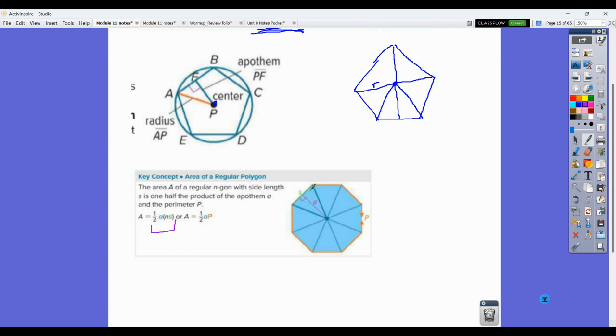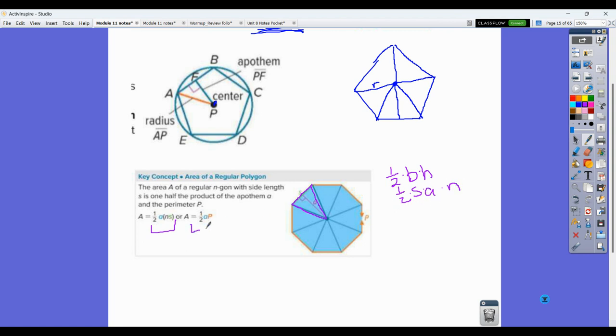Okay, so if I look at this and I think about this as a bunch of triangles here, this triangle right here is 1/2 times base times height. Well, the base of that triangle is the s that's here, the side length. And the height of that triangle then is the a, the apothem. Okay, so that's 1/2 times s times a. And then in this case, since there's 8 of those triangles, you would multiply by 8, and 8 represents the number of sides. So 1/2 times a times n times s, 1/2 times s times a times n, whatever order you want it in, that's that formula.